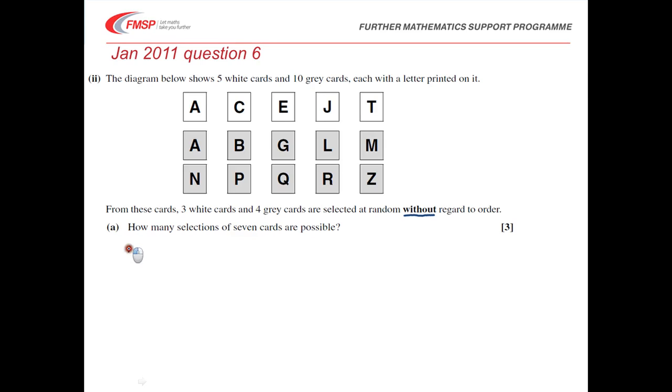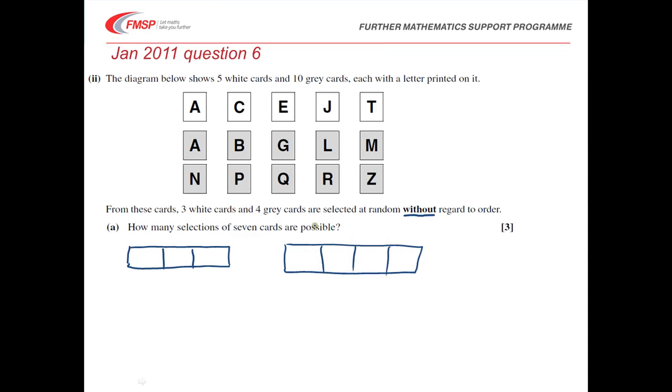Now, I think the easiest way of doing this, actually, so you can see, is to draw something again. So I want to choose 3 white cards, and I want to choose 4 grey cards. So without any sort of thinking about it, there are 5 ways of choosing the first white card, because there are 5 of them. I've chosen one, so there are now 4 ways, and 3 ways. Whereas with the greys, there are 10, and then 9, and then 8, and then 7. That is a really nice way of doing this. Now, because of the combinations, we're basically multiplying all of these together, which gives me 2,100.